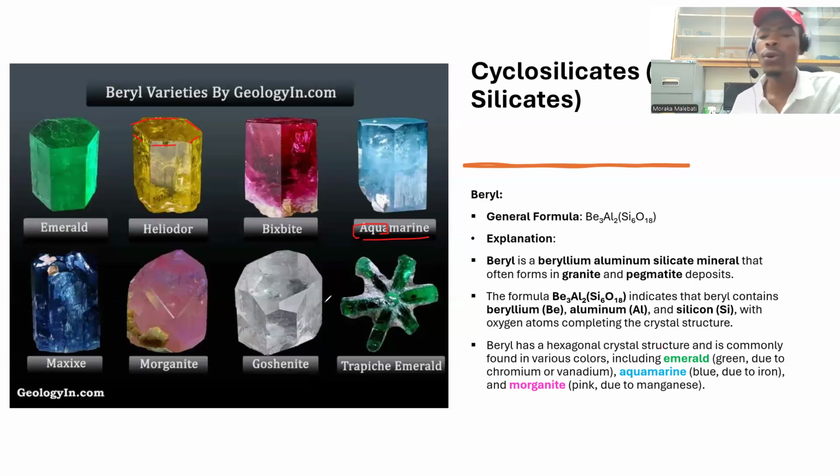Okay. So basically, these are the varieties of the beryl, and the beryl has this general formula. This is the general formula of the beryl, which is an aluminium silicate mineral that often forms in granite and pegmatite deposits.